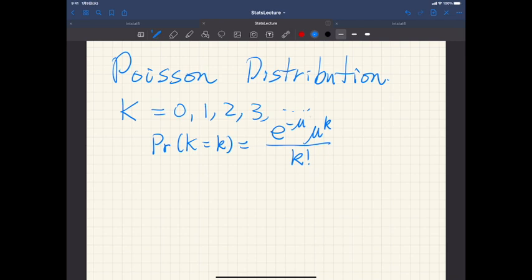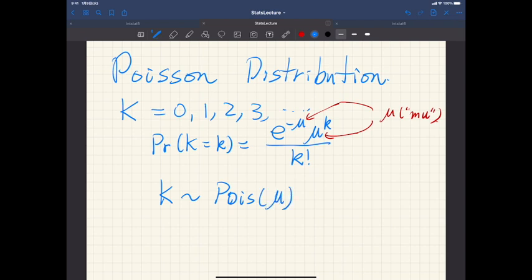So here we have the parameter in two places, so both are mu. It's a Greek letter. And we write k follows Poisson distribution with parameter mu. By the way, the pronunciation of this word is not Poisson, it's Poisson. It's a French word.